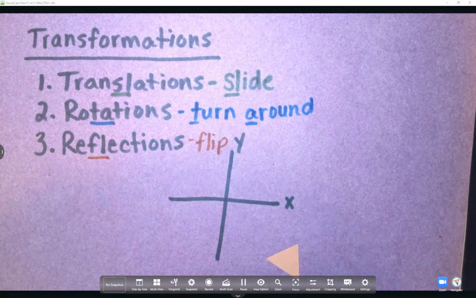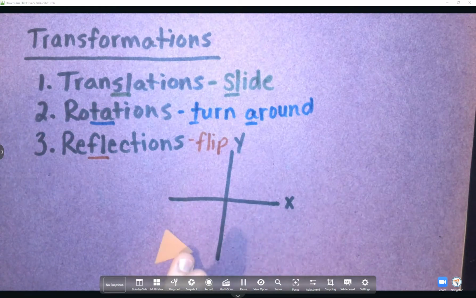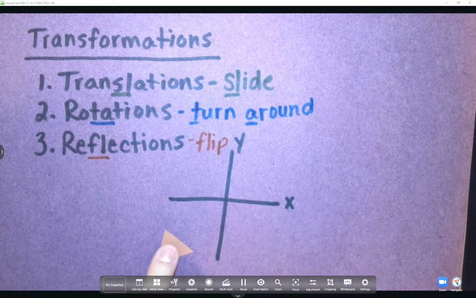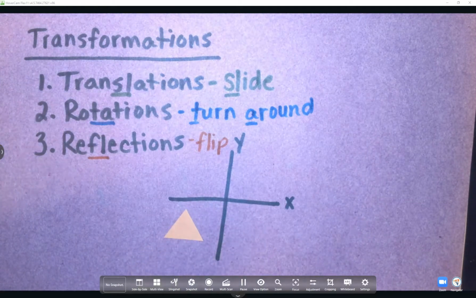So let's take a look at each of those. Here's my coordinate plane. Obviously I just drew it by hand, so that's not the prettiest. And here is my shape. And remember, transformations can be line segments or objects. Sometimes it's easier to visualize it with shapes, so that's why I'm using this triangle right here.